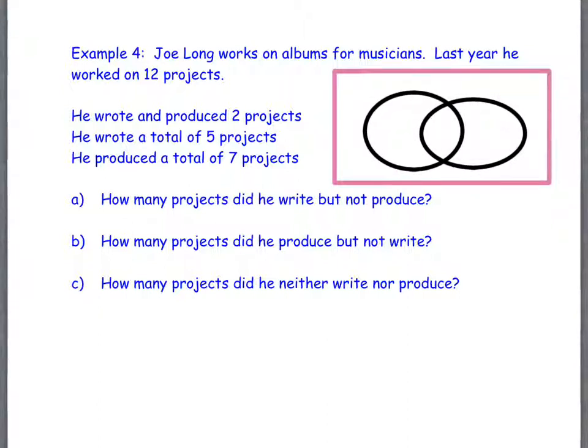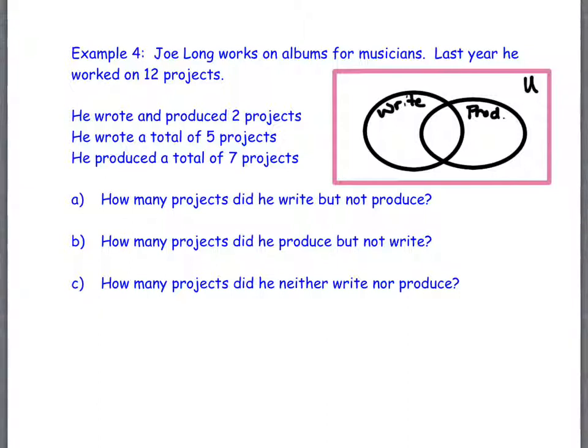Writing and producing. Yeah, and so you can label them with what they represent. You can label them with letters. It doesn't matter, but you have to indicate clearly to me that you know which is which place. And then the universal set out here can still just be called U. Then we're going to fill in some details. The first one says he wrote and produced 2. What does that mean? Yeah, that's the part in the middle.